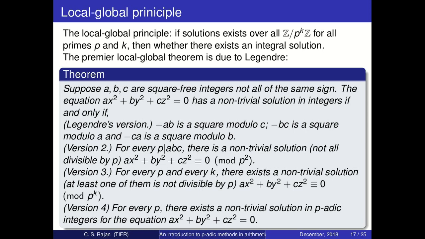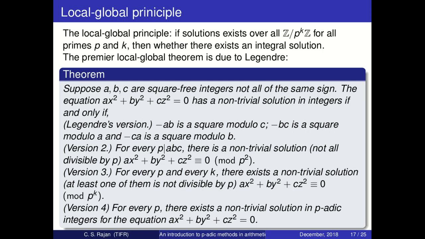For that, by the Chinese remainder theorem, you need to have solutions in Z mod p^k Z for all p and k. This is the necessary condition. The question is whether this necessary condition becomes sufficient. This is what is called the local global principle. The study of this is the local global principle. The main local global theorem is due to Legendre, the first of the major theorems in this local global theory.